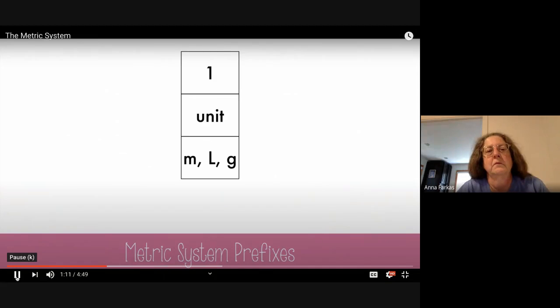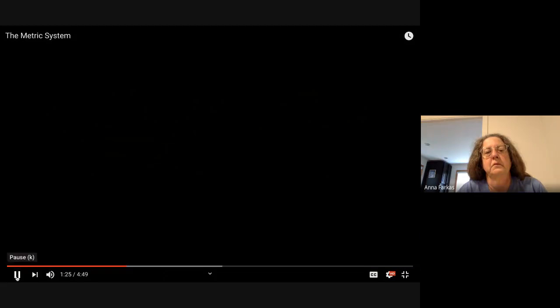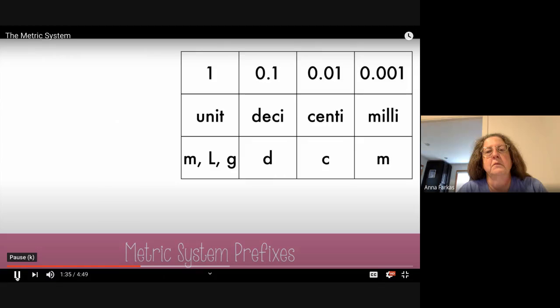If we want to use a unit that's 10 times smaller than the base value because a meter, liter, or gram are too big, we can go down to the 1/10 and use the prefix deci, which is abbreviated with the letter D. Then you can have a decimeter, deciliter, or decigram. 1/100th is centi, with the letter C for centimeter, centiliter, and centigram. And 1/1000th is milli, letter M, for millimeter, milliliter, and milligram.